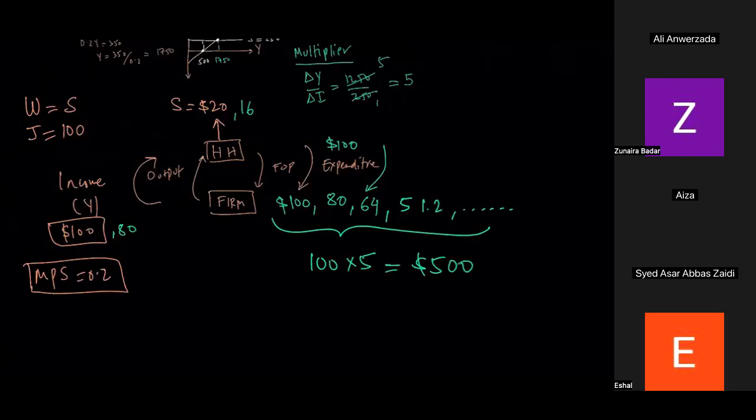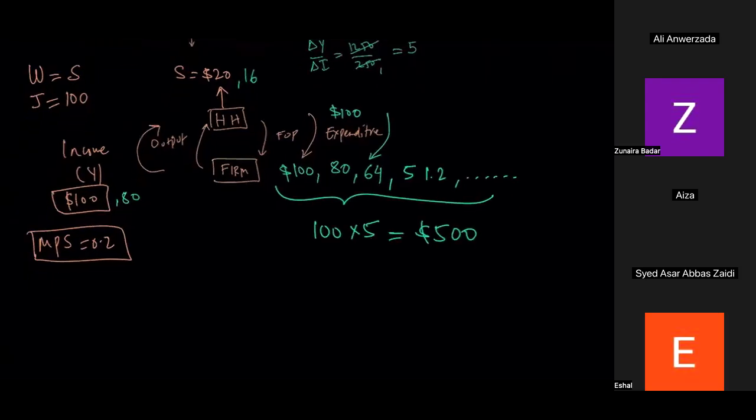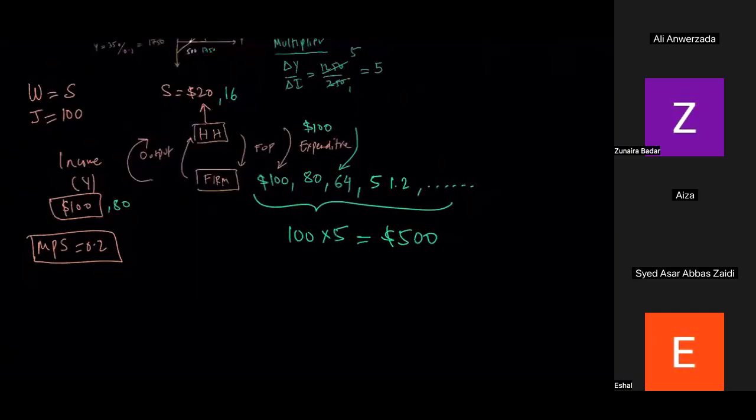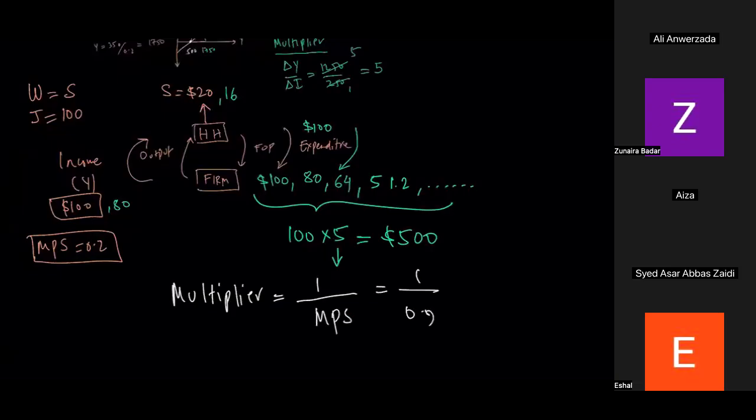Or in other words, the multiplier effect of that 100 is going to be 500, because my value of multiplier is actually 5. How did I get this value of 5? Because I know the formula that multiplier is equal to 1 over your withdrawal, which is right now MPS. So 1 over 0.2, 0.2 is being withdrawn, and that will make it 5.